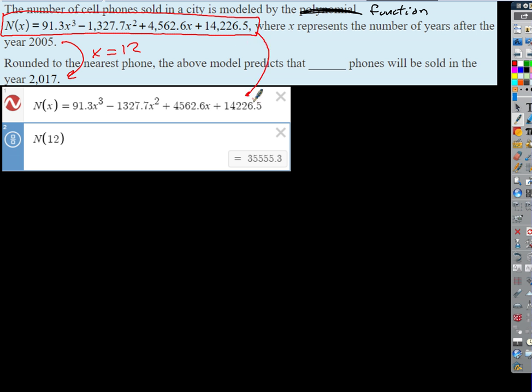There it is, we got to put it in Desmos so it knows what to do. Step number 2, we're plugging 12 in for N, and this is the result. That's the output. So it wants us to round to the nearest phone. So 35,555. Rounded to the nearest phone. That's how many cell phones this model predicts will be in that city when X equals 12, which is 2017. Okay? Make sense?